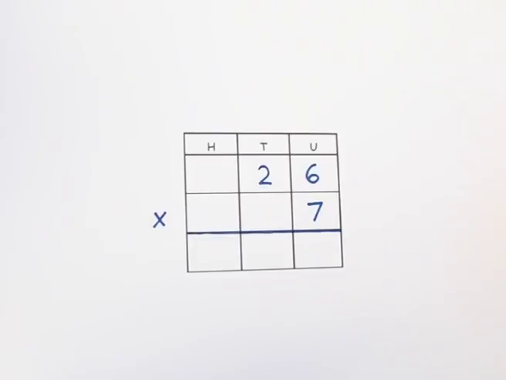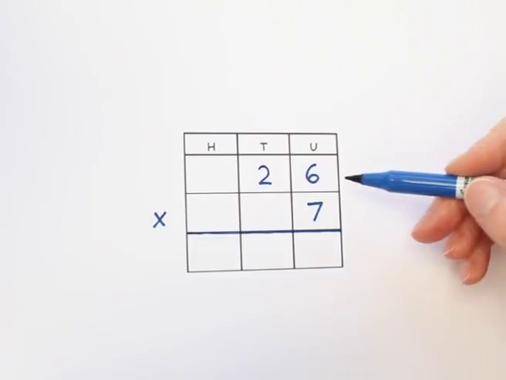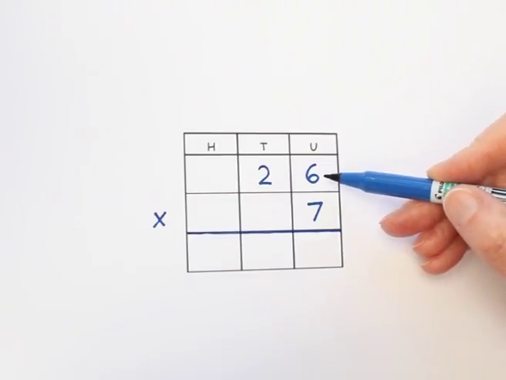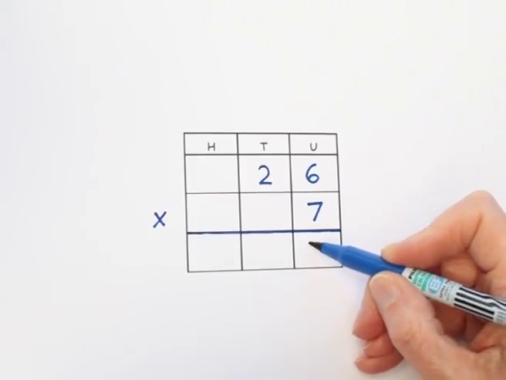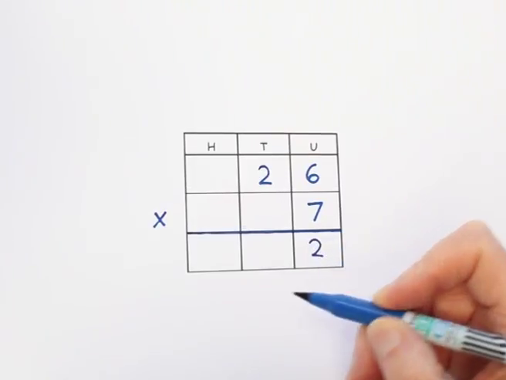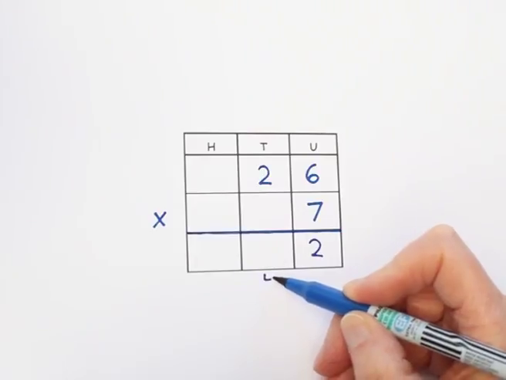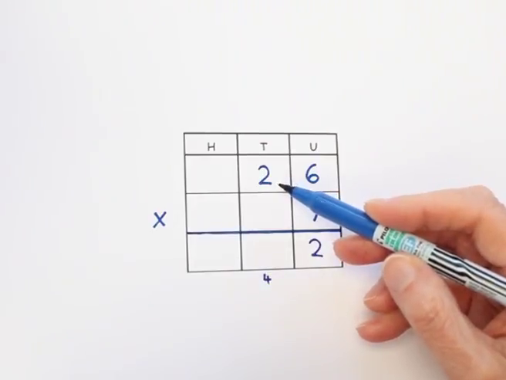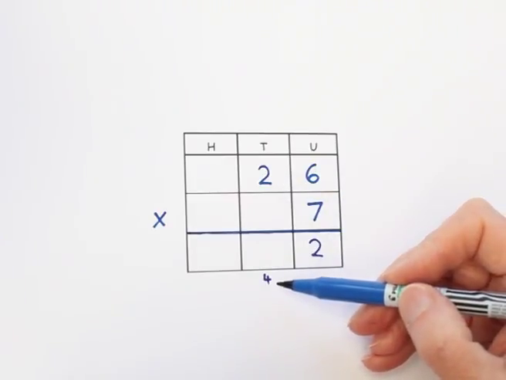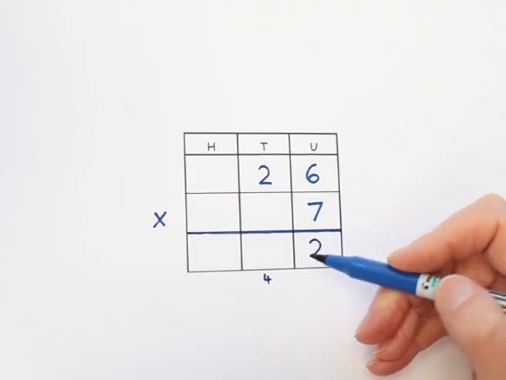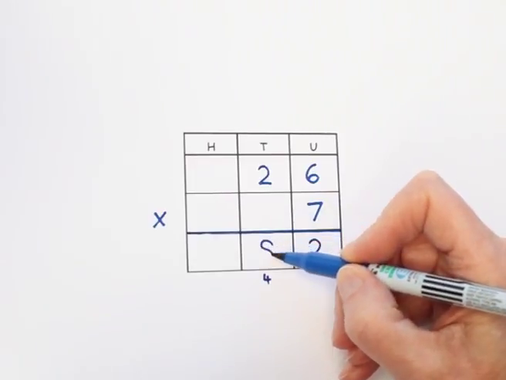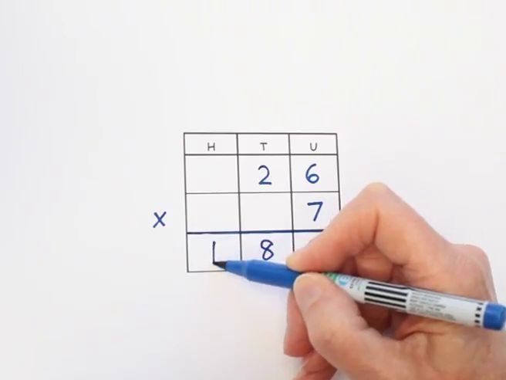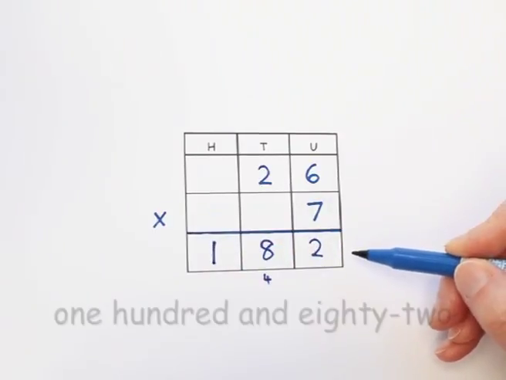Here are 2 more examples with carrying. 26 times 7. 7 times 6 is 42. Write down the 2 and carry a little 4 into the tens column. 7 times 2 is 14. Add the little 4 you've just carried, making 18. You write the 8 in the tens column and put the 1 digit in the hundreds column. So the answer is 182.